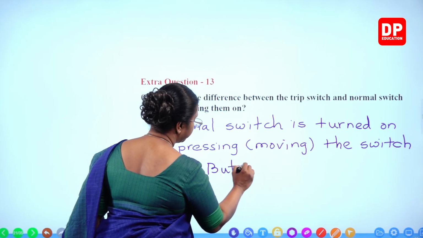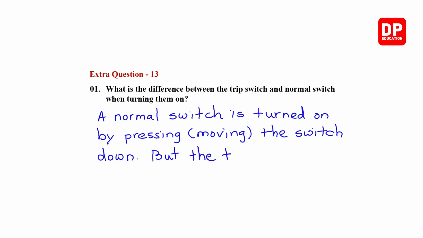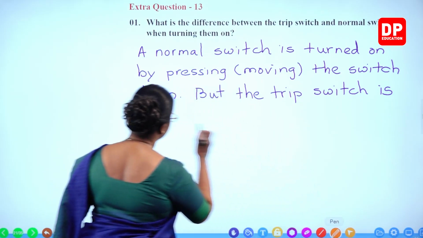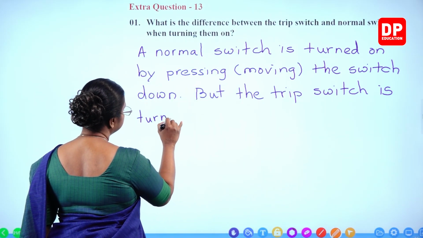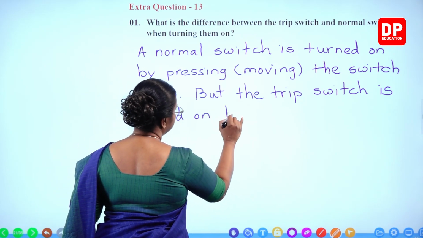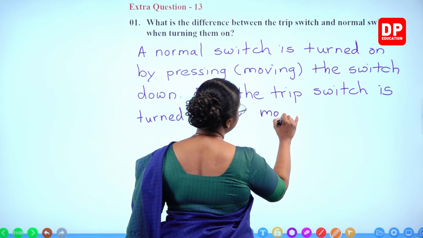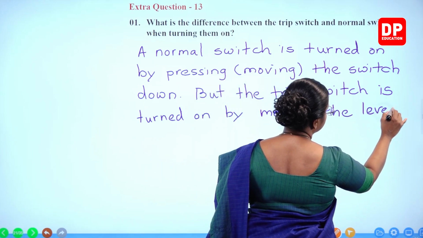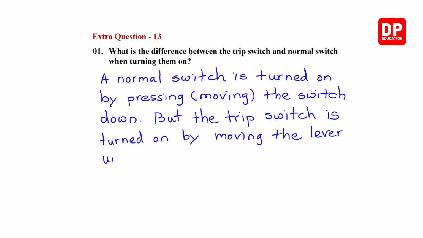But the trip switch is turned on by moving the lever upwards. So here you can say moving the lever upwards or pushing the lever upwards.